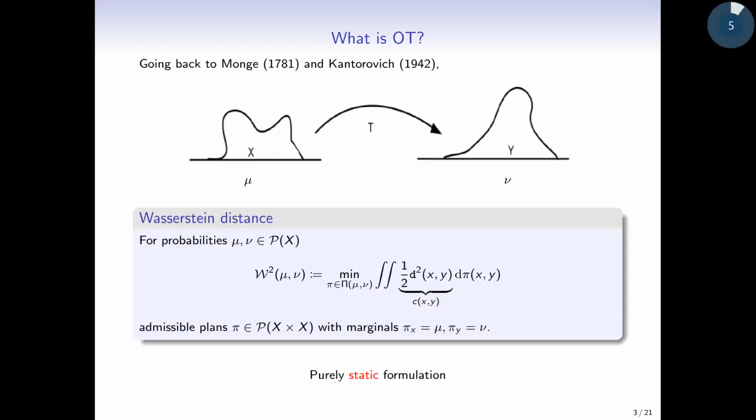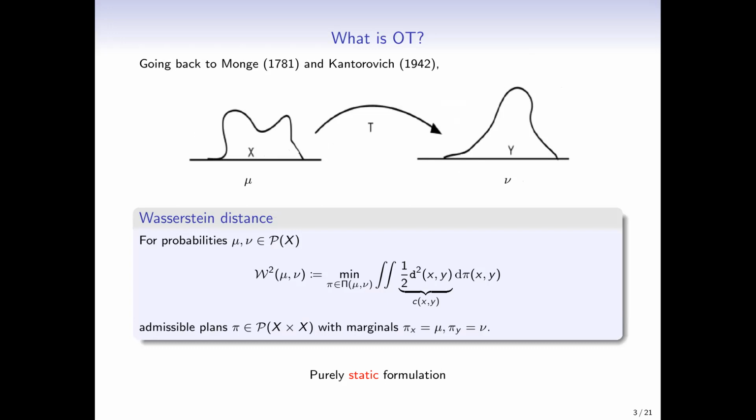So let me maybe now cover the basics. What is optimal transport really? So you can think of it like this. You have here a pile of sand, X, and you're asked to transport it to a target destination, which is another pile of sand, Y. And you want to do this in the cheapest possible way.